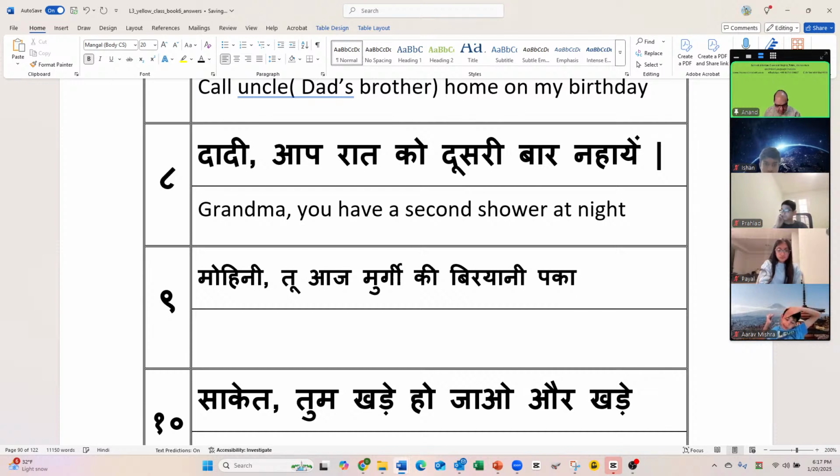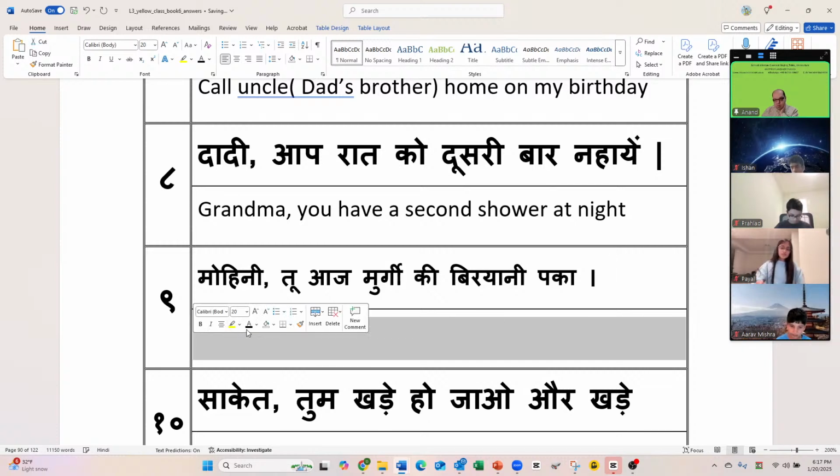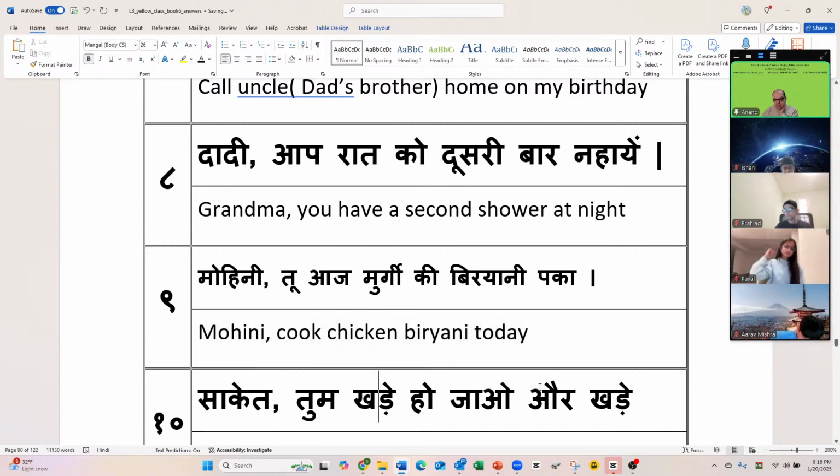What does that mean, Payal? Mohini, today you make, is it murgi like chicken? Yeah, chicken biryani. But Mohini, you cook chicken biryani today. Okay, so everybody go and write that down. Mohini, you cook chicken biryani today.